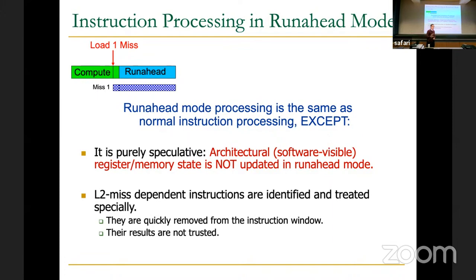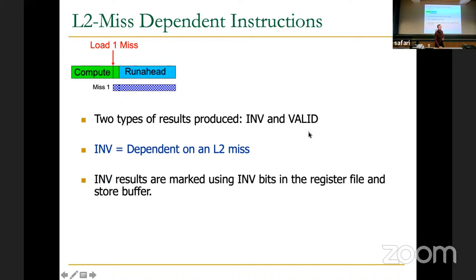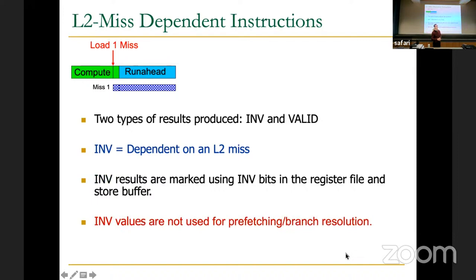That actually is not too bad also. So there are two types of results that are produced, invalid and valid. Invalid means it's dependent on a long latency cache miss. It could be any instruction, actually. You could generalize this. Invalid results are marked using invalid bits in the register file and the store buffer. And they're not used for prefetching and branch resolution, because you really don't trust these values because the values are not available yet, right?